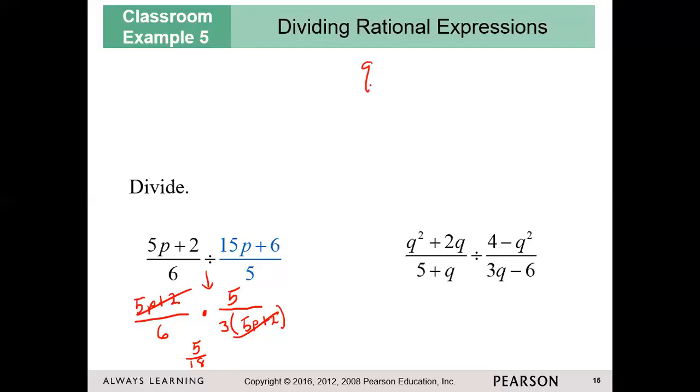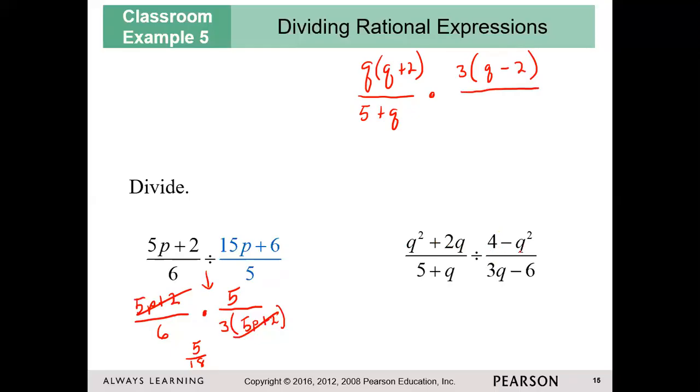So this has a q and then a q plus 2 because there's a q in common. And then we've got this 5 plus q over there. I'm going to change it to multiplication, and then I'm going to flip the second fraction. There's a 3 in common, which I will factor out, which gives me a q minus 2. Okay, and then this is going to be over that.